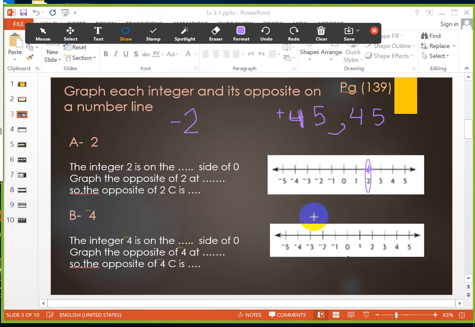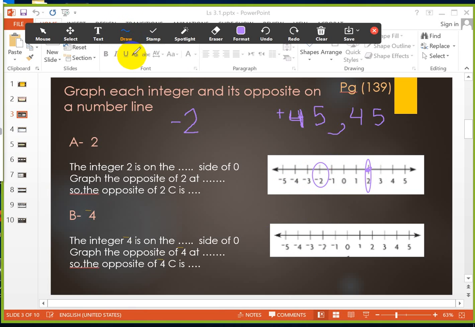Thank you, Lina, your answer is correct. Thank you, Farah, Joanna, Maria, Tolene, Jenna. So the opposite of 2 is negative 2. It is the same number on the left side with the same distance from 0, or the same number with the opposite sign, which is negative.